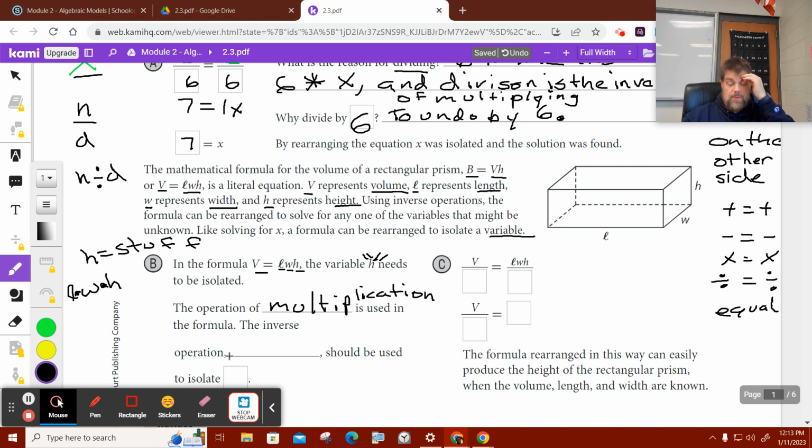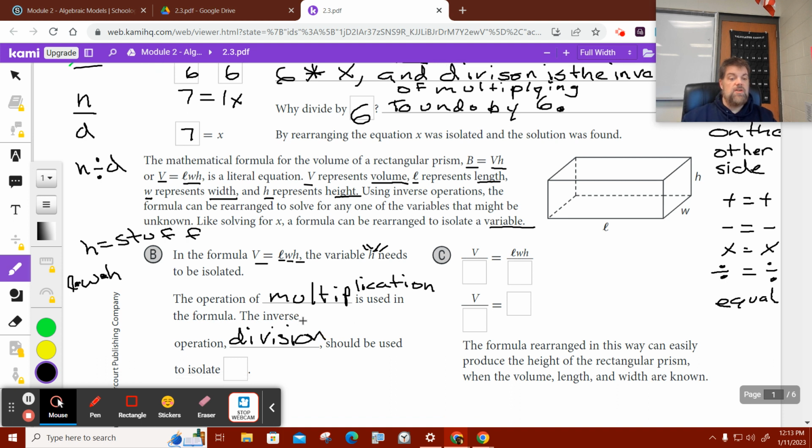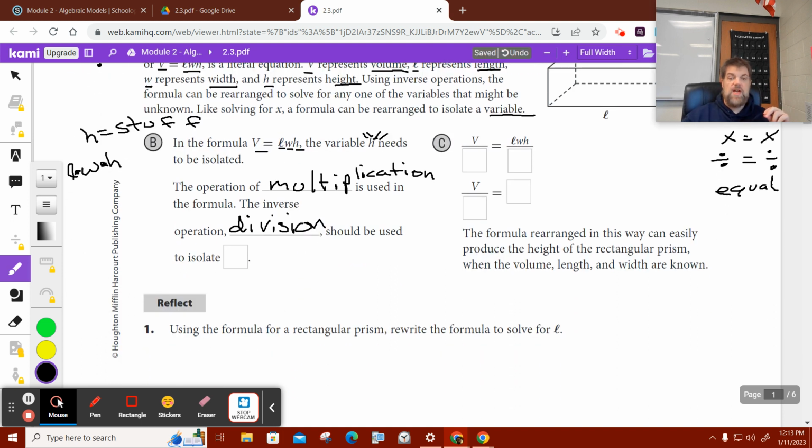The inverse operation, what's the inverse of multiplication? Division. Should be used to isolate what? What are we trying to isolate? Well, it told us to isolate H, right? So that means I need to move the L and the W, which we know means that we're multiplying L and W times H. So to move L and W, what do I need to do? Divide by L and W.